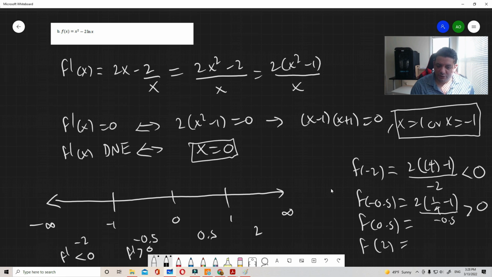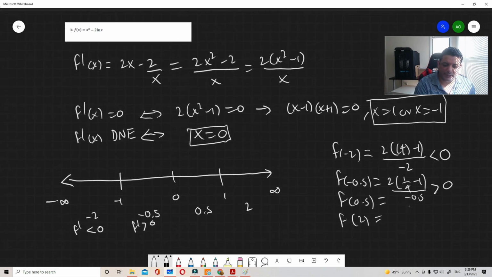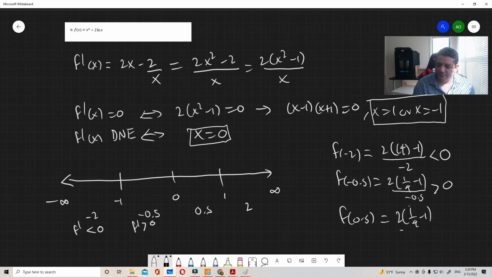Similar situation will happen with the 0.5, since it's not affecting too much of the sign. But over here we get 1/4 minus 1, and over here we get 0.5. So this is a negative on top, positive below, so everything is going to be negative. And finally, f prime of 2 is going to be 2 times 4 minus 1 over 2. So this is positive, below positive, so we get a positive as well.